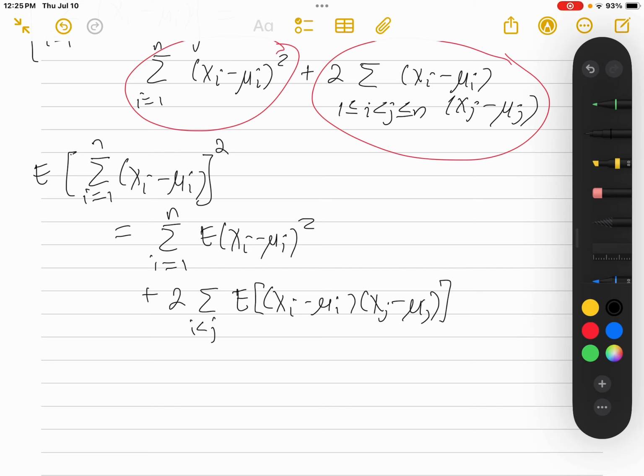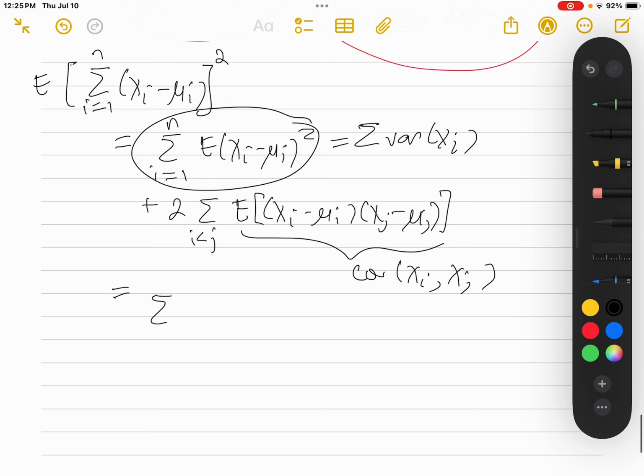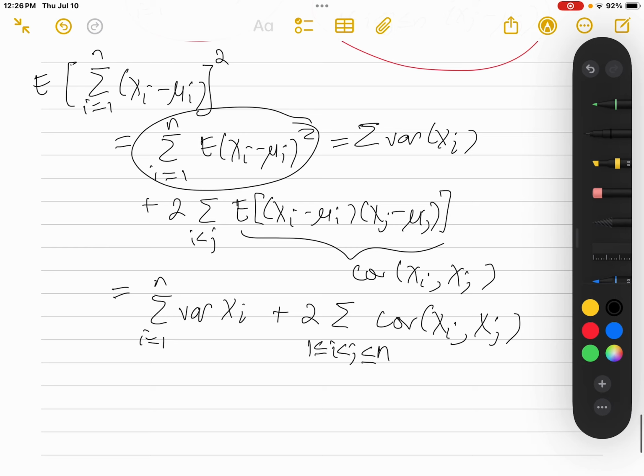And this term here is precisely the sum of the variances of the xi. And then each of these terms is the covariance of xi and xj. And so we get the formula. We get the sum of the variances of the xi's from 1 to n plus 2 times the sum of the covariance of xi and xj, where i is strictly less than j.